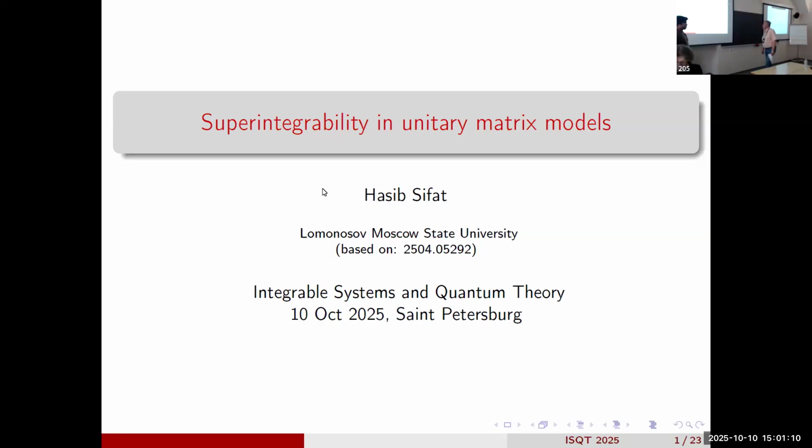Superintegrability in unitary matrix models, please. Jeszcze proszę. No, 45 minutes.